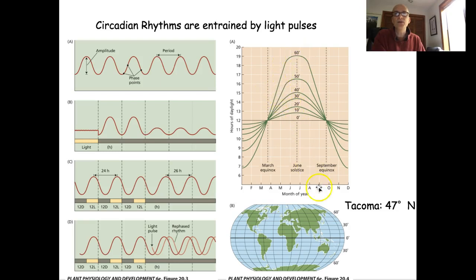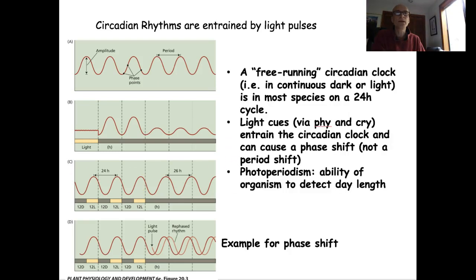So the 60-degree latitude, so that would be somewhere around here, Stockholm, for example. Or Tacoma is at 47 degrees, so that's somewhere down in here in between. You can see the length of the day in the summer and the length of the day in the winter in January. Okay, so this is the terminology that I explained previously.